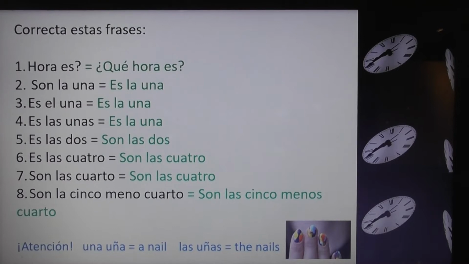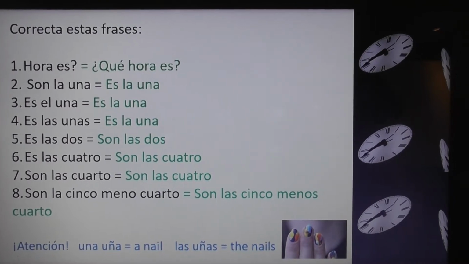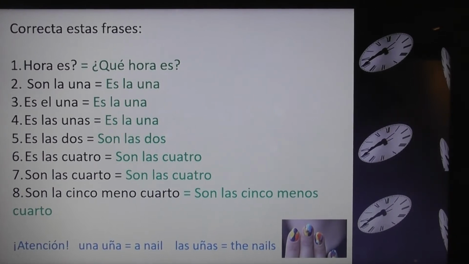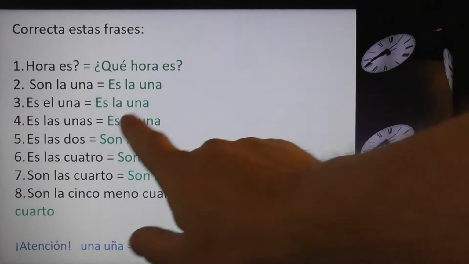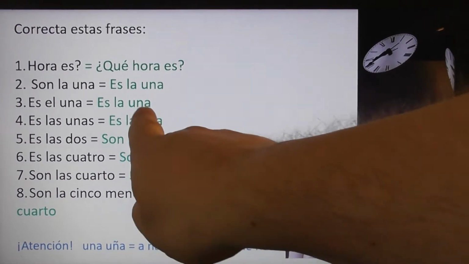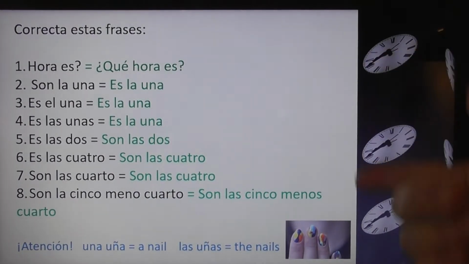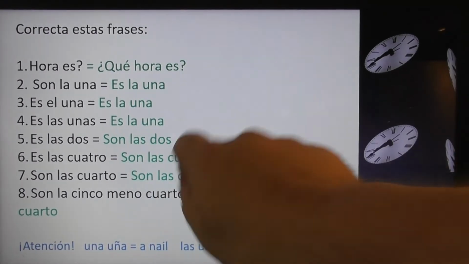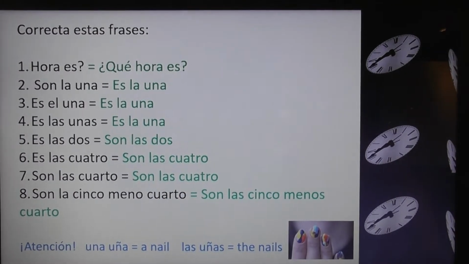Okay, correct your answers for me. I just wanted to remind you of a couple of things. When we learned how to tell the time, we established that when you say it's 1 o'clock, we are using the phrase es la una. Okay, everything is singular. The minute you go above 1, 2, 3, 4, 5, 6, and so on, you're going to say son las dos because we're talking about plural nouns there.